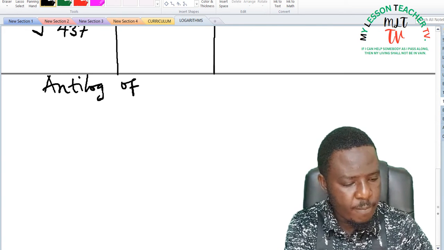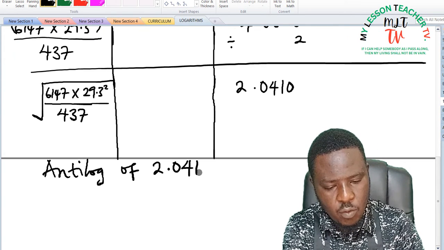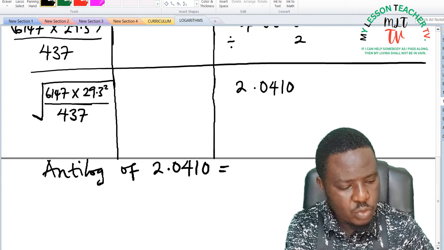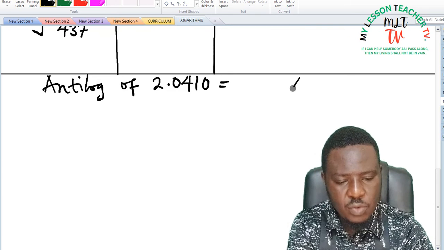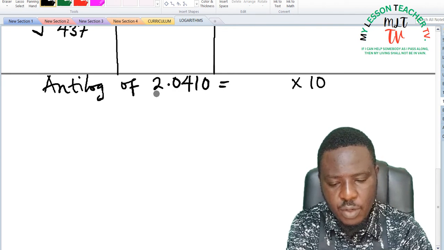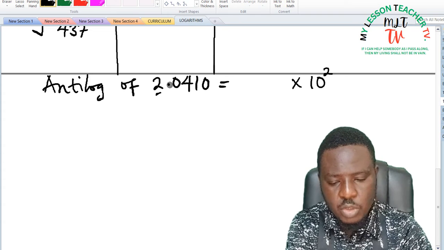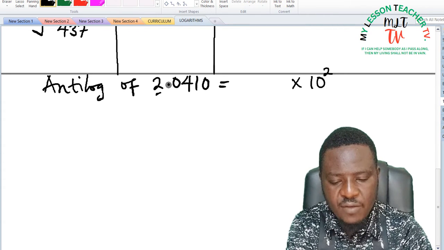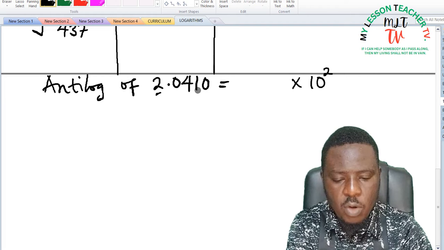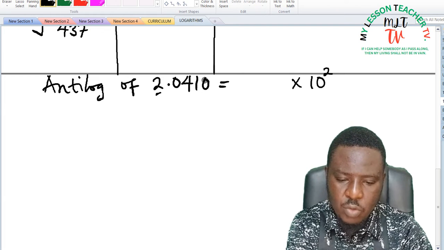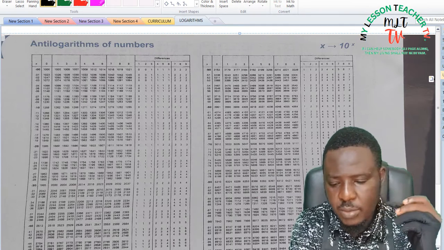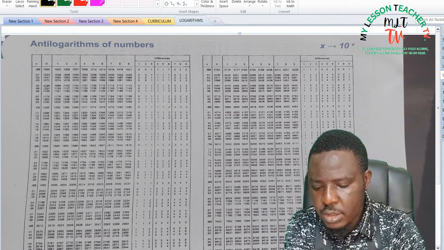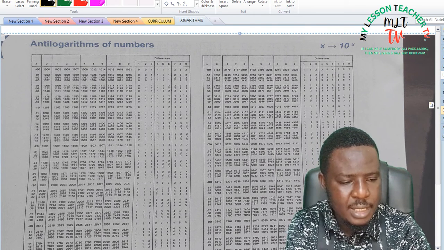Anti-log of 2.0410, which is equal to, like I said, this is going to give us a value times 10 raised to the power of the characteristics, which is 2. So I'll then go to the anti-log table to find the value of 0.04 under 1 difference 0. Difference 0 means 0, so I'm going to look for 0.04 under 1. This is my anti-log table. 0.04 is this, under 1 is 1099.